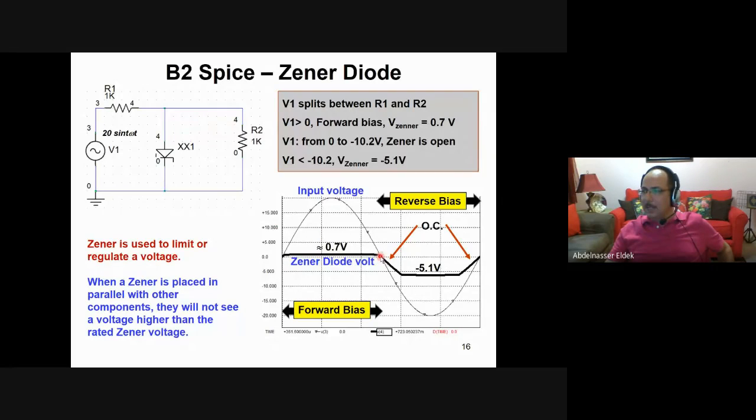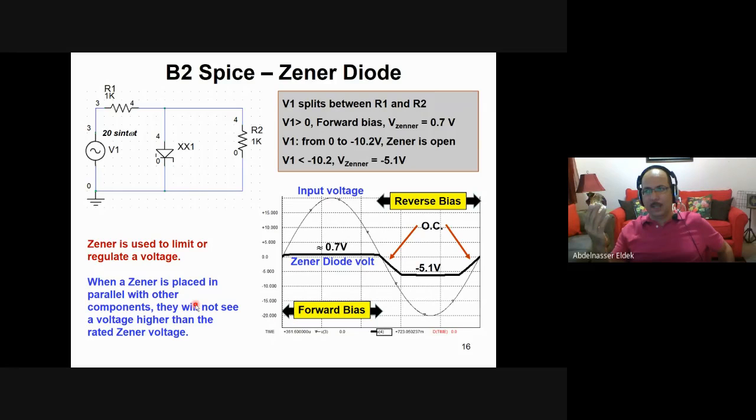And when the voltage is negative, the source is negative, then this will be negative, this one is positive, then it is reverse bias. Then in this case, the zener will regulate the voltage at its reverse bias voltage, which is 5.1 volt. When the voltage is less than 5.1, it will be open circuit here and here. And when it is more than 5.1, absolute value, of course, it will stop it at 5.1, like this. Then this is a Zener diode.